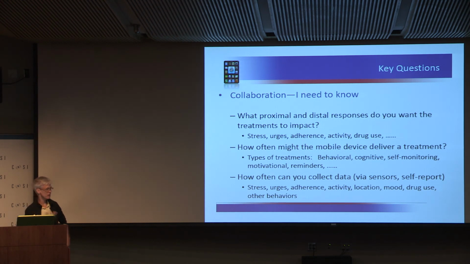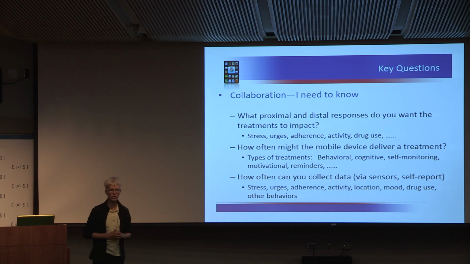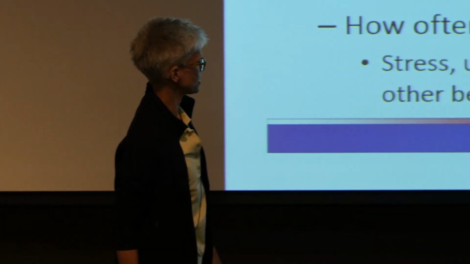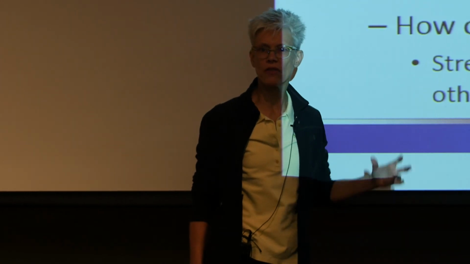And if you're meeting with us, we're going to ask you these kinds of questions. What proximal response are your interventions really trying to target? You need to have a theory there, a causal model in your mind, like reducing stress might lead to a delayed time till smoking, relapse, and so on. What kind of treatments and how often do you want to provide your treatments? And then how often can you collect your data? These are really important questions that we need to understand when we work with people like you. And my contact information.